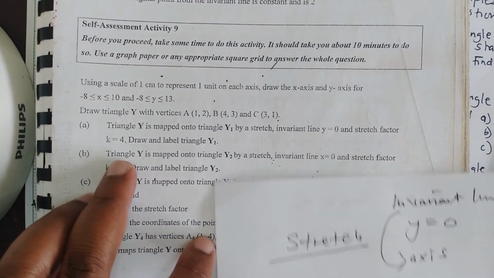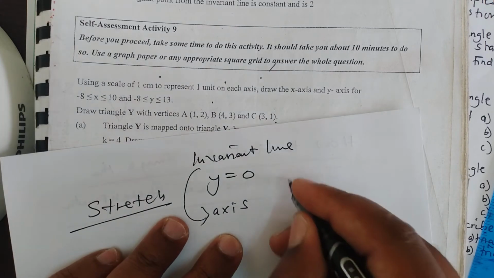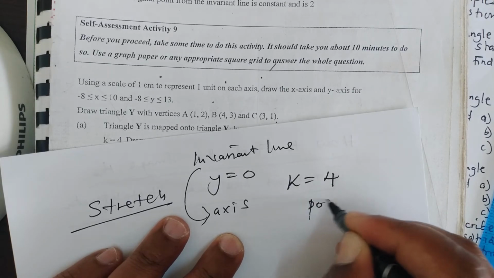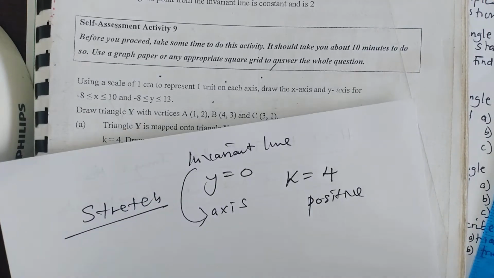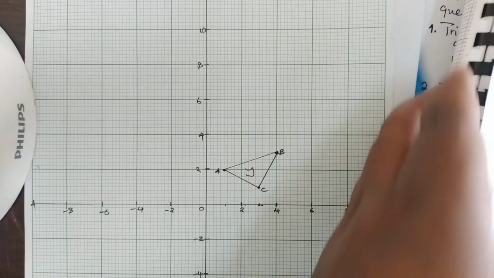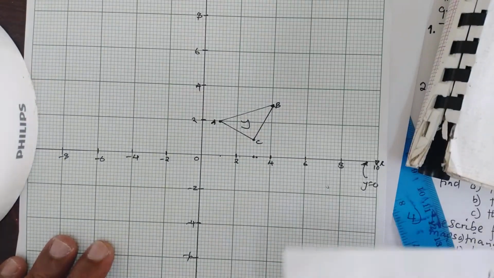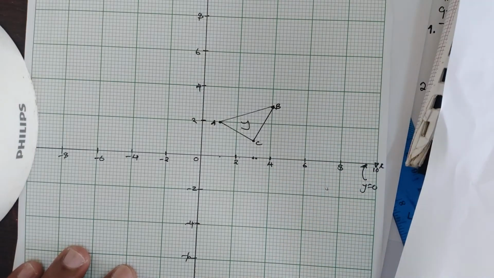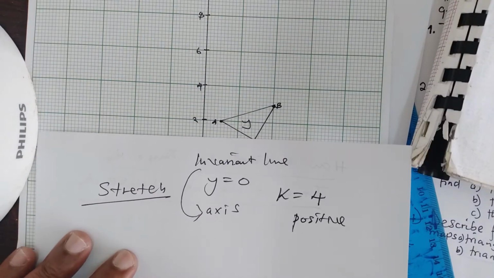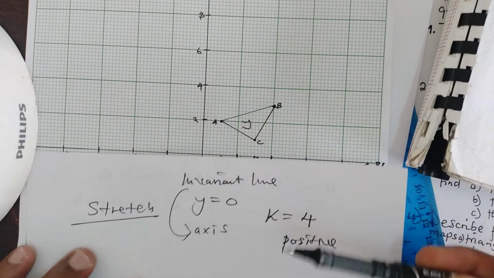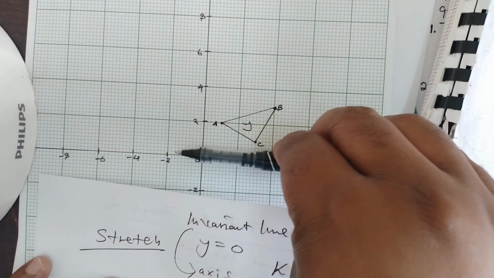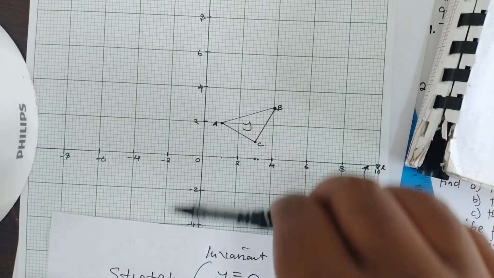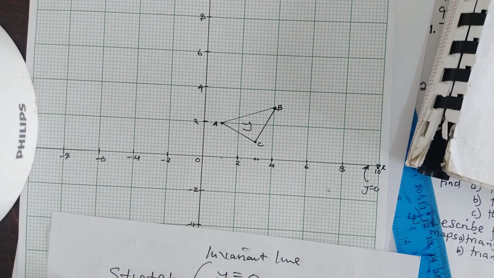So what are they saying? The stretch factor is 4. We have been given k to be what? 4. Take note, this is positive. It simply means to stretch it, we must move perpendicular to the invariant line. So it will either go upwards or downwards. But how do you tell? You use the stretch factor. Our stretch factor is positive, meaning that our movements will be perpendicular to the x-axis, but it will go upwards because it is positive. If it was negative, it would have come downwards. So the pull would have been coming downwards.